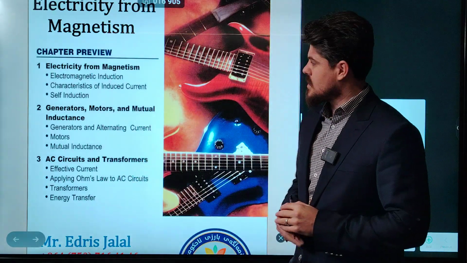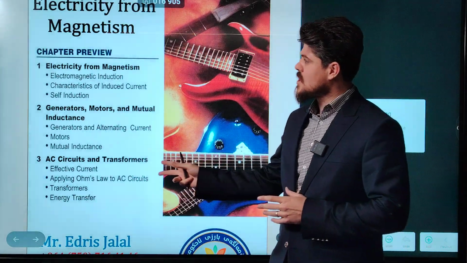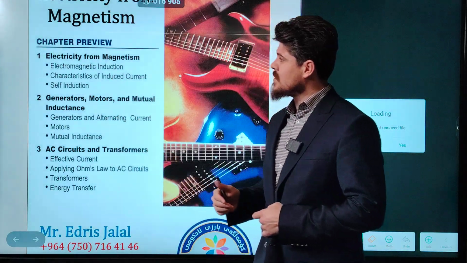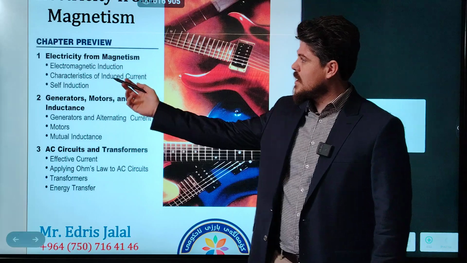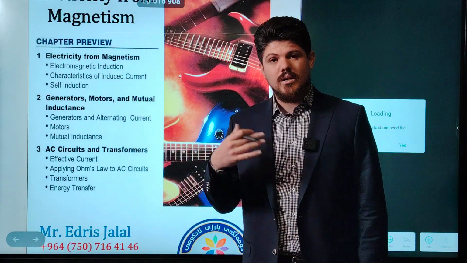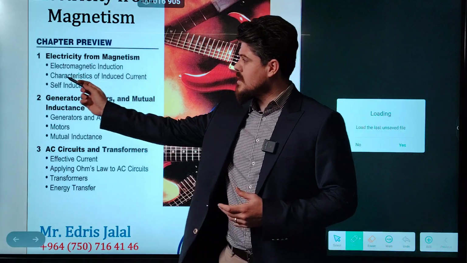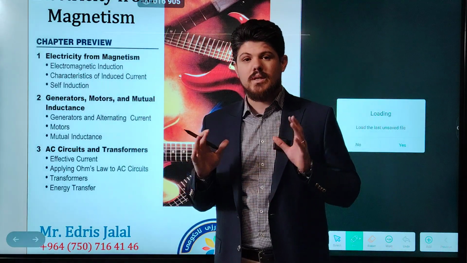Before we get started, I would like to tell you something brief about this chapter. As you can see here, we have 3 sections. Section 1 is about electricity from magnetism. We have 3 topics in this section: electromagnetic induction, how can we induce the current and electromotive force, and the second topic, characteristics of the induced current and cell of induction.